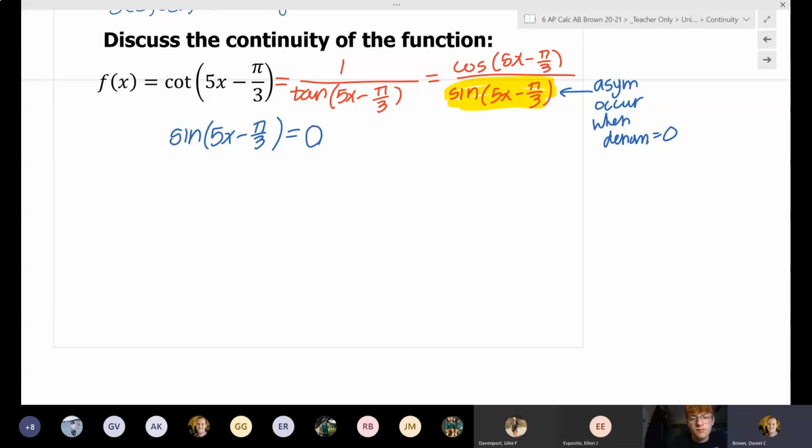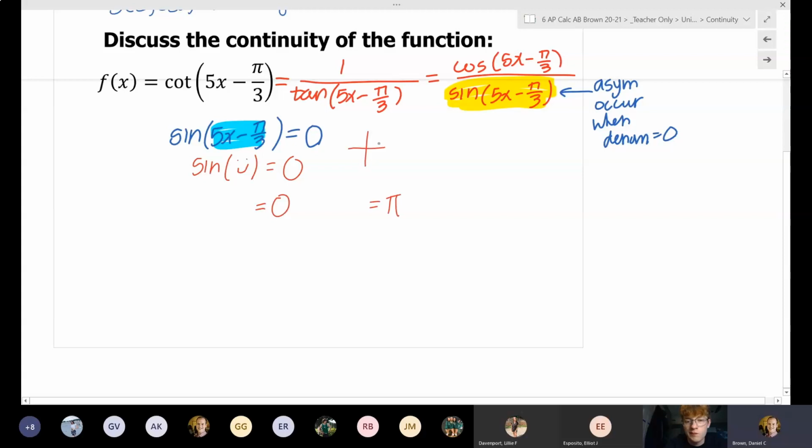The way that I solve them is I think of this 5x minus pi over 3 as all inside of the function, so you can't really touch it right now. So in my head, I just think of this as the sine of something is equal to 0, and that's why I call it the smiley face problem. Think to your unit circle, where is sine equal to 0? Sine is equal to 0 at 0. Sine is equal to 0 at pi.